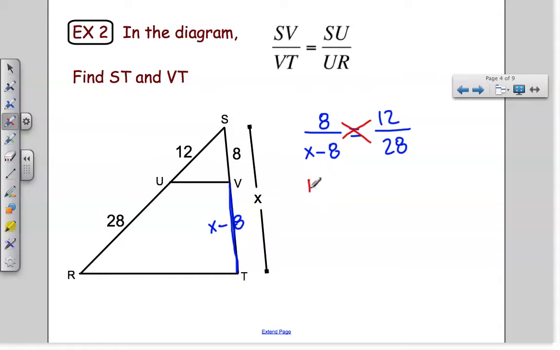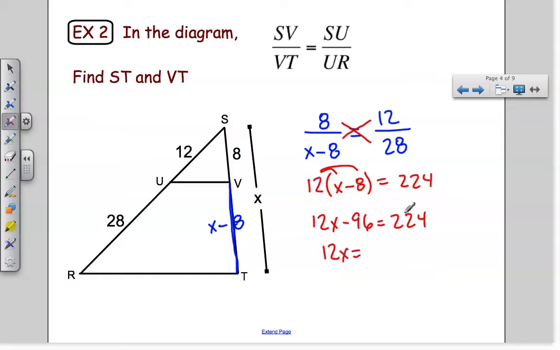When I do 12 times that x minus 8, that x minus 8 is a quantity, so I need to put it in parentheses there. And then I have to do 8 times 28, and get 224. Distribute here. 12x and 12 times a negative 8 would be minus 96. And that equals 224. I'm going to add 96 on both sides. So 224 plus 96 is 320.